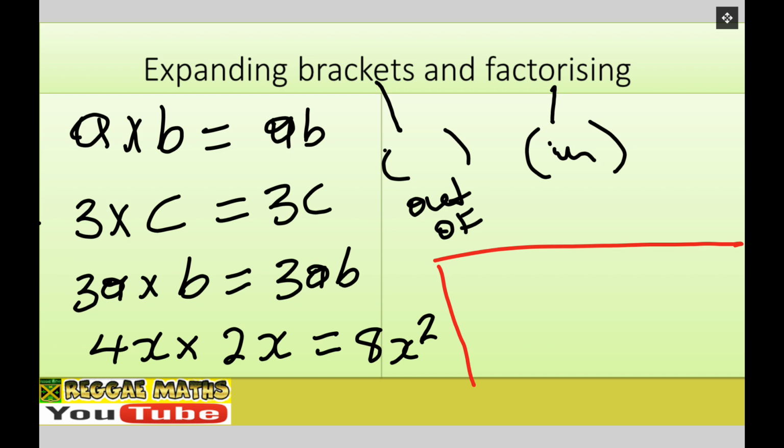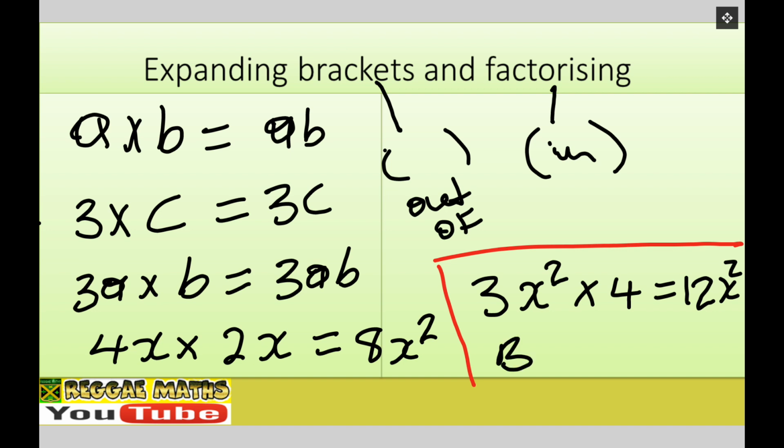Let's just look at some more examples here. So if we've got, for example, 3x squared times 4, it's 3 times 4 is 12x squared. If we also have, for example, b times 7, the letters come after, you always write the number first, so that's 7b.